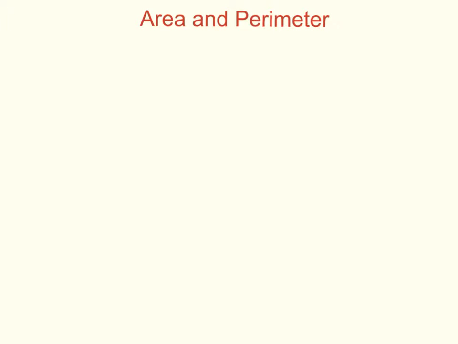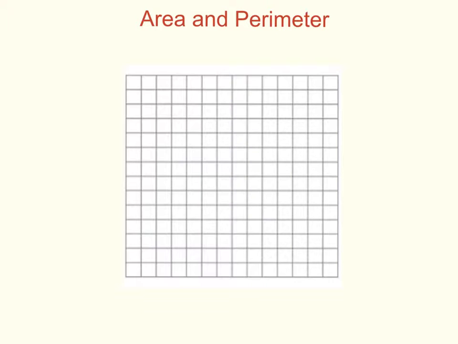In this video, we are going to learn about area and perimeter and what they mean and when we might use them to measure things. Here I have some grid paper which I'll be using, and you're going to be using grid paper a lot as well when you learn about area and perimeter. So I'm going to go ahead and draw a rectangle.